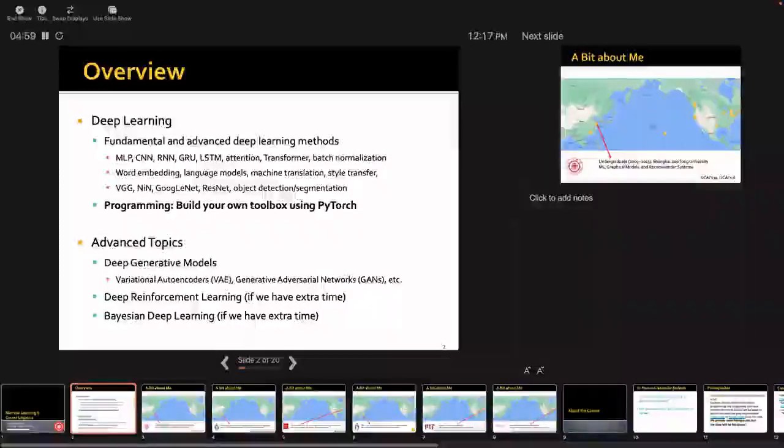Besides all of this, we're also going to cover some advanced topics. Most of these advanced topics will be about deep generative models. We're going to cover the two most commonly used ones. The first set of models is variational autoencoder. The second set is generative adversarial networks, so VAE and GANs. We're going to cover that.